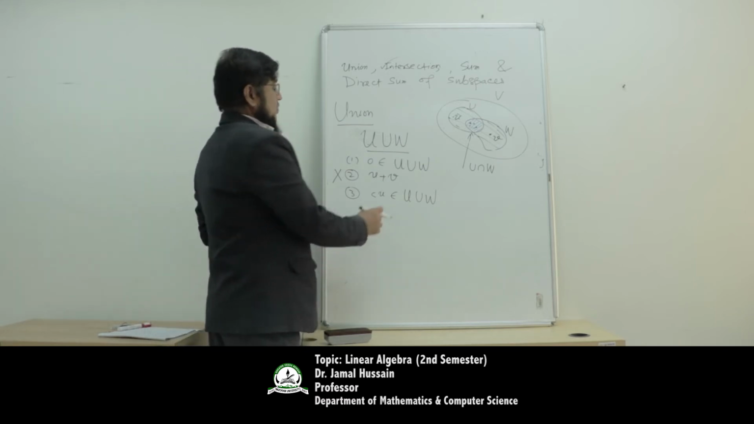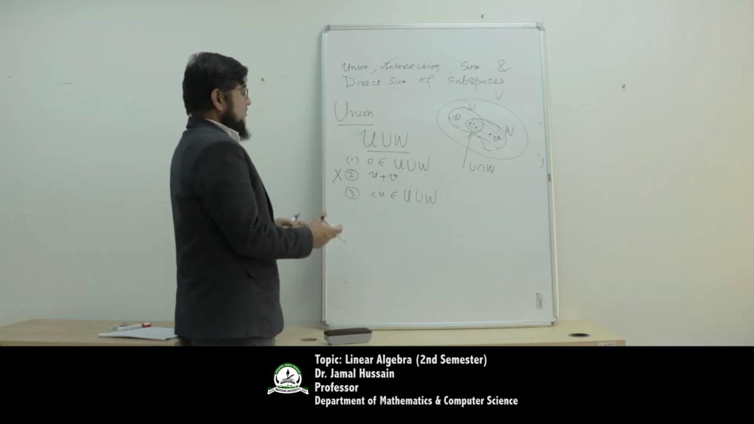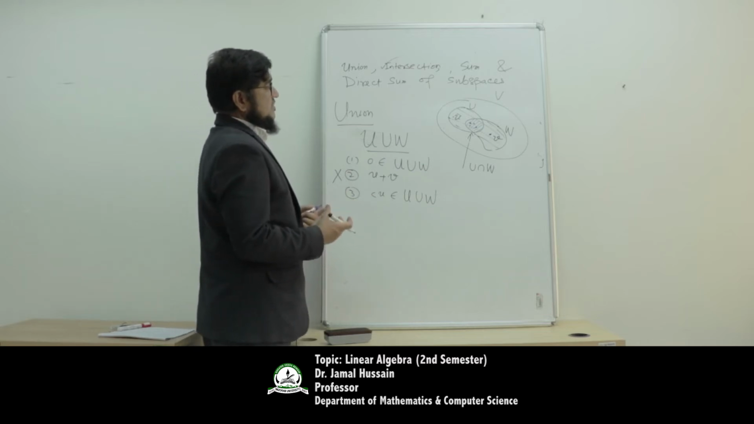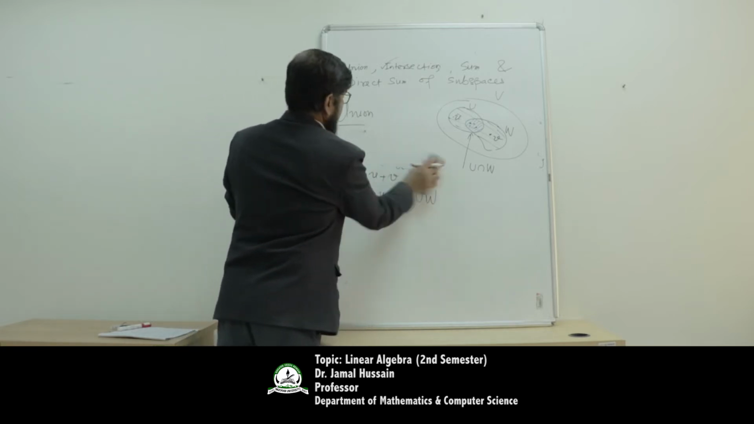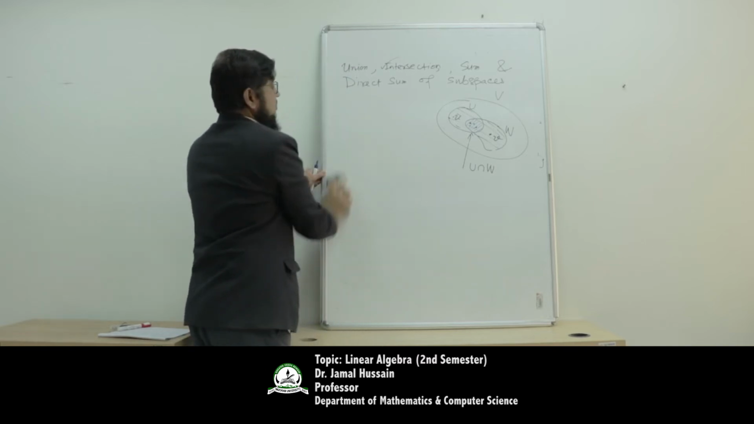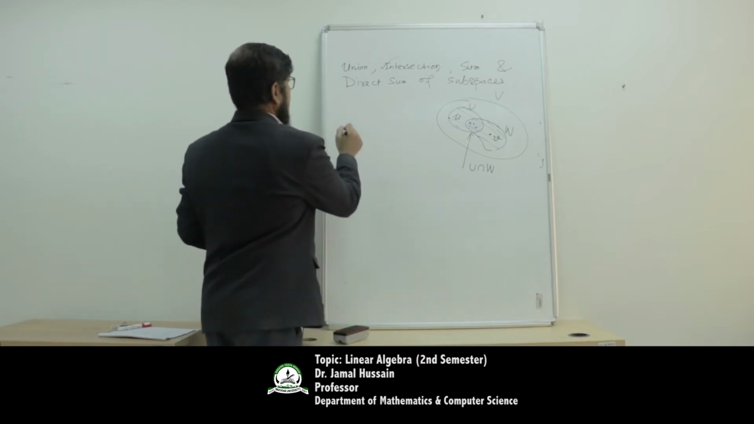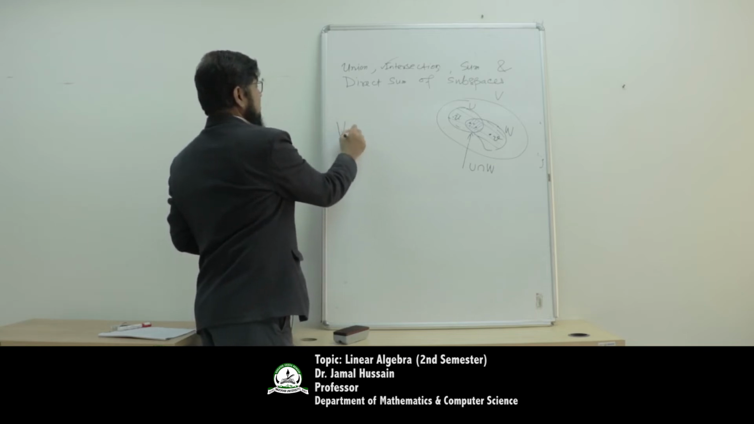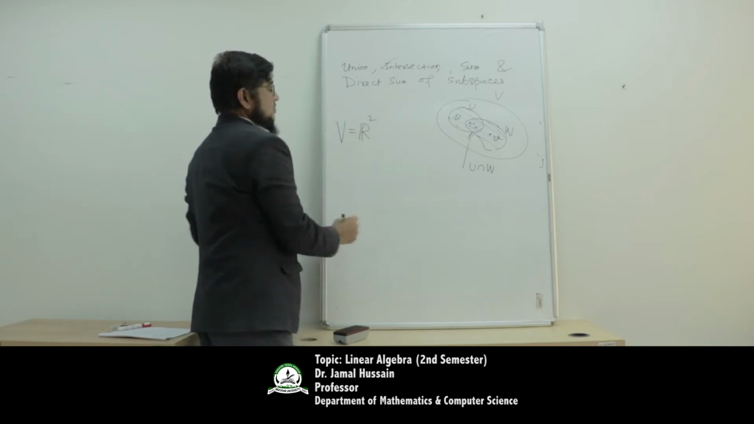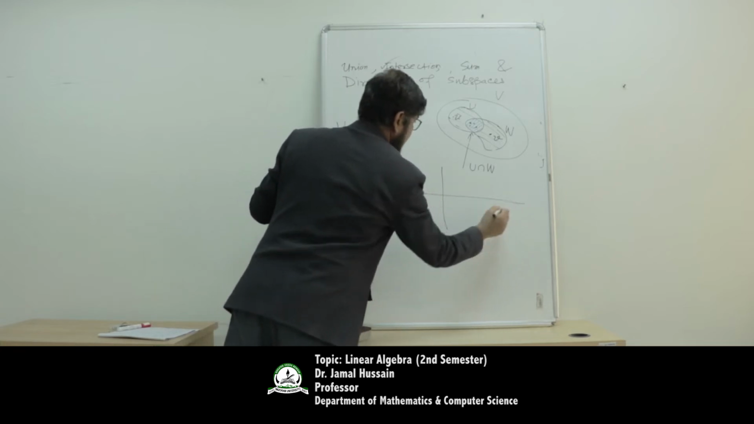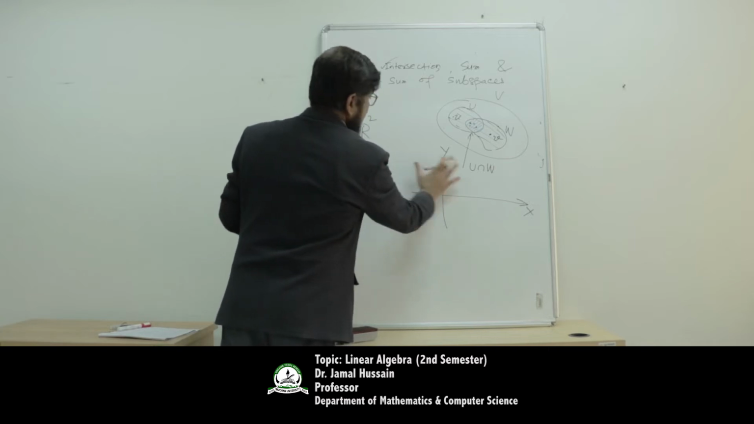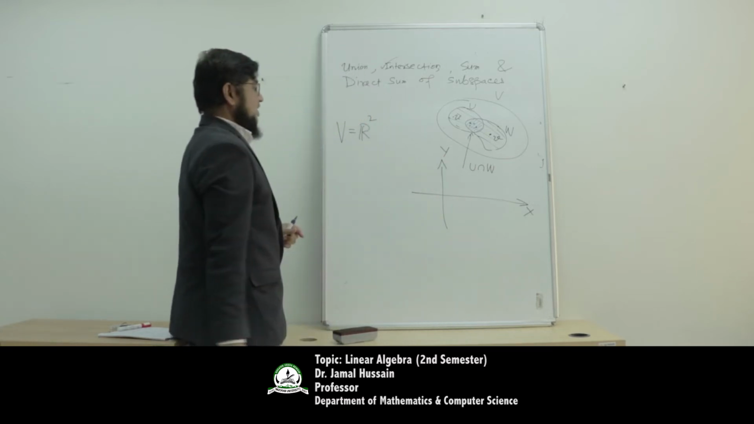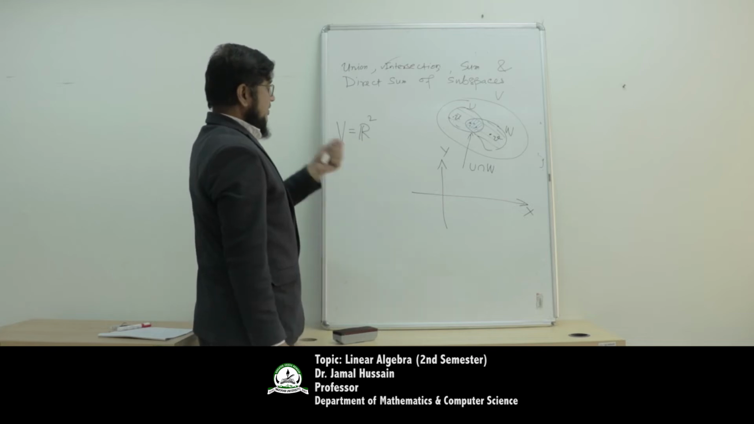Whenever a theorem fails, in mathematics it is proved by a counterexample. So we can think of a counterexample. Let's say the vector space V we take as R square, which is nothing but this Euclidean plane where we have the x-axis, we have the y-axis, and we are talking about this whole plane, the xy plane. So that is what R square is.